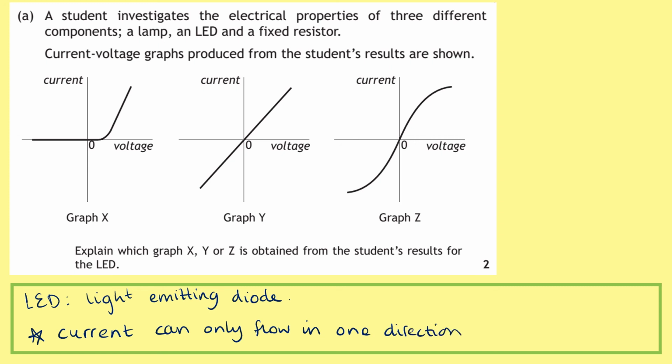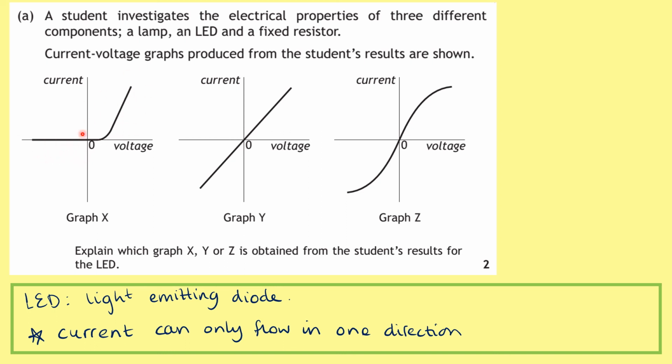Looking at our graphs, we can see that graph Y and graph Z both show values on the negative and the positive side of the current axis. However, graph X shows a 0 value along here. You can see this, there's no part of the graph below this line. So graph X is our LED graph because the current can only flow in one direction.